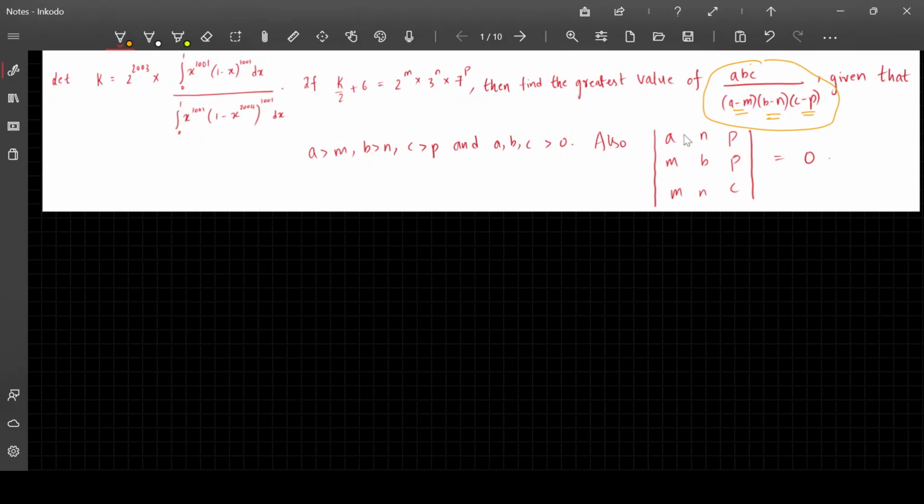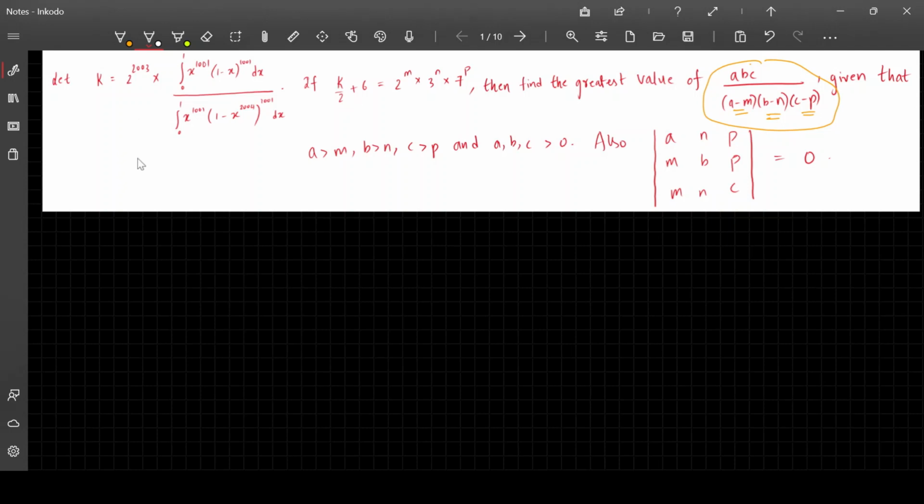Given that the determinant of this matrix, with rows a, n, p; m, b, p; m, n, c, is equal to 0. So this is the determinant given to us, and it is 0. So how do we proceed with this problem? First of all, let us solve for k. Then only can we get an idea about m, n and p.